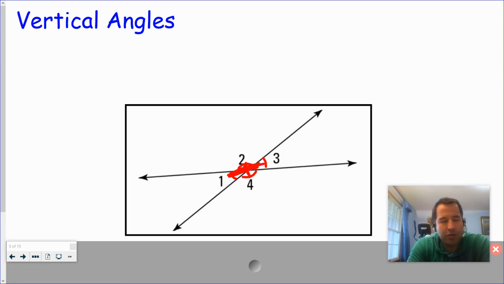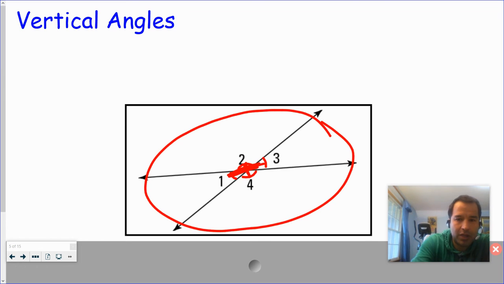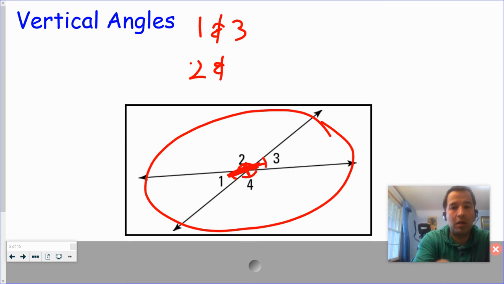Now, why would they say vertical instead of diagonal? I don't know. But that's just what they decided to do. Okay. So please draw this example right here. Draw that right there. Okay. Put those numbers just like it's got right there. And then vertical angles. Okay. Angles 1 and 3. And then 2 and 4 are vertical angles.